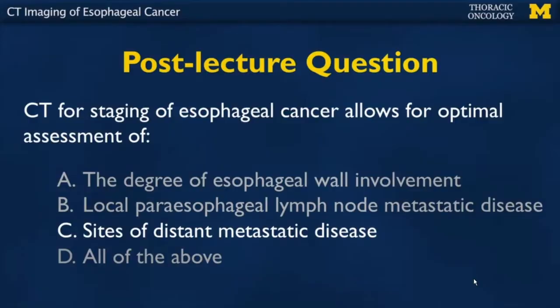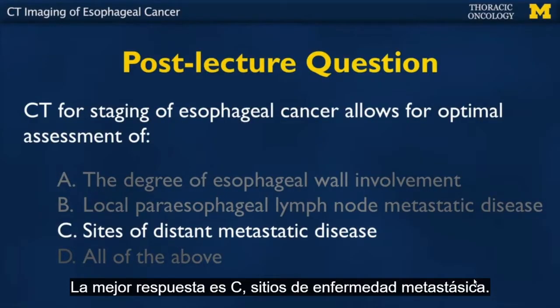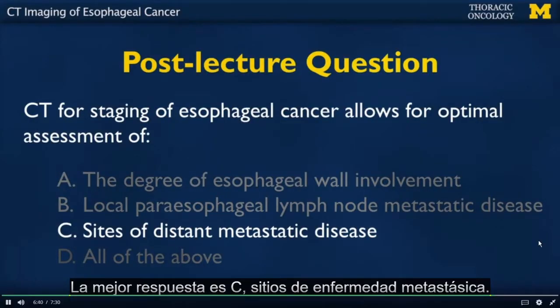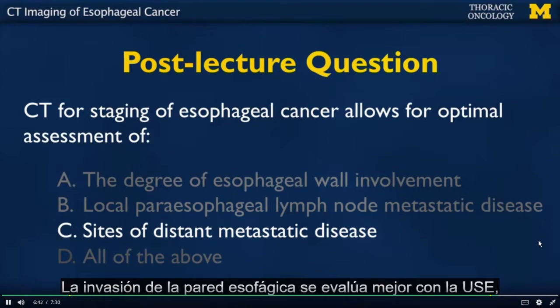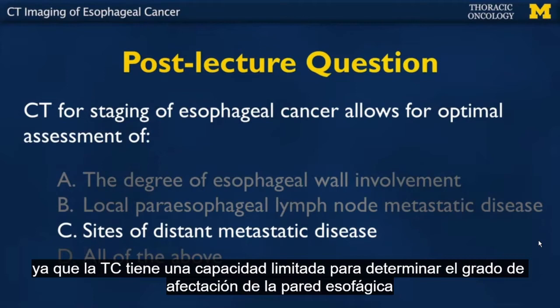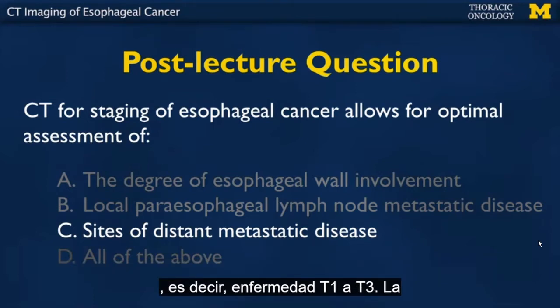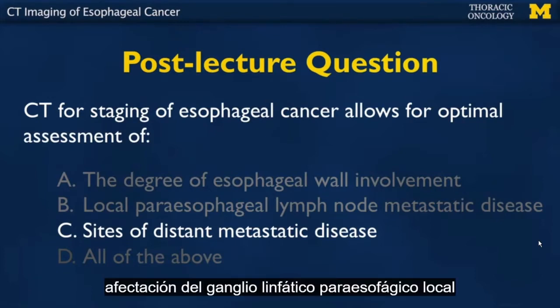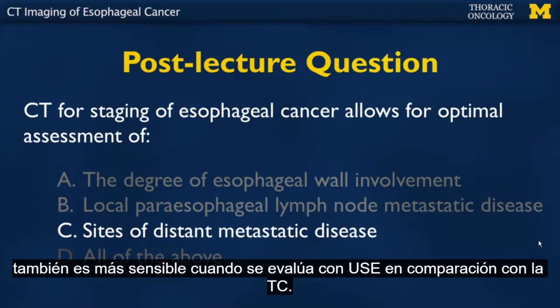The best answer is C. Sites of metastatic disease. Esophageal wall invasion is better assessed with EUS, as CT has limited ability to determine the degree of esophageal wall involvement, that is T1 to T3 disease. Local paraesophageal lymph node involvement is also more sensitive when assessed with EUS compared to CT.